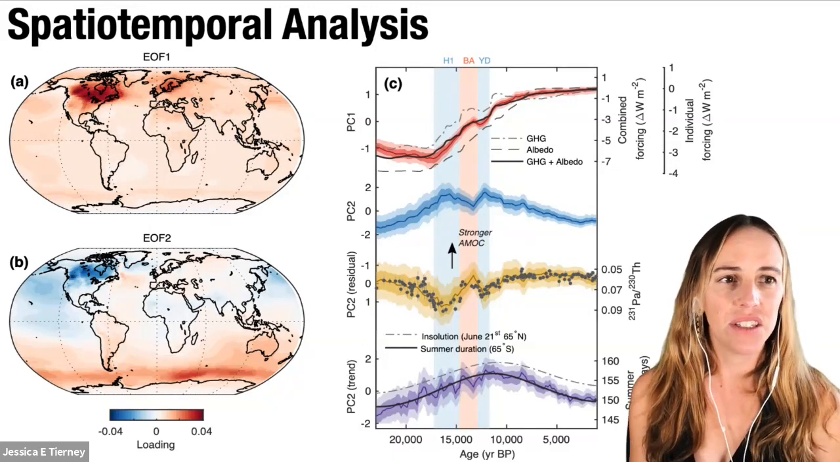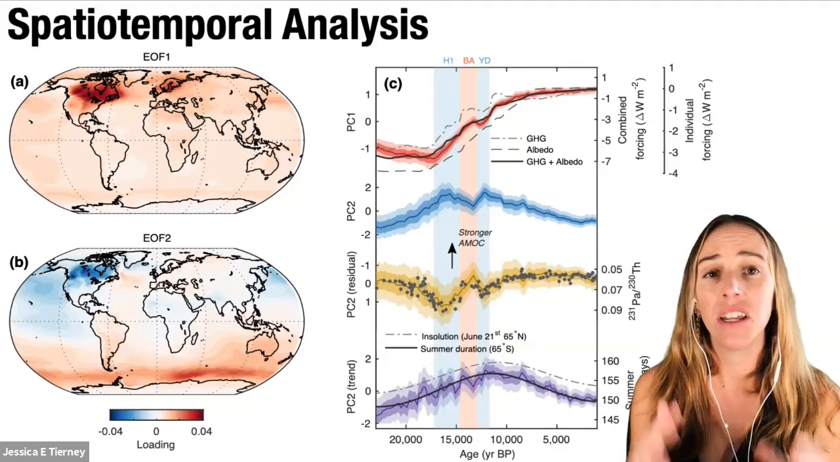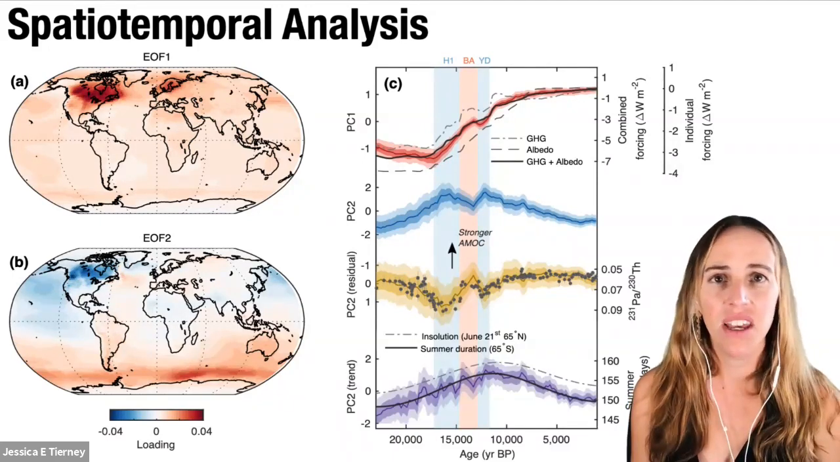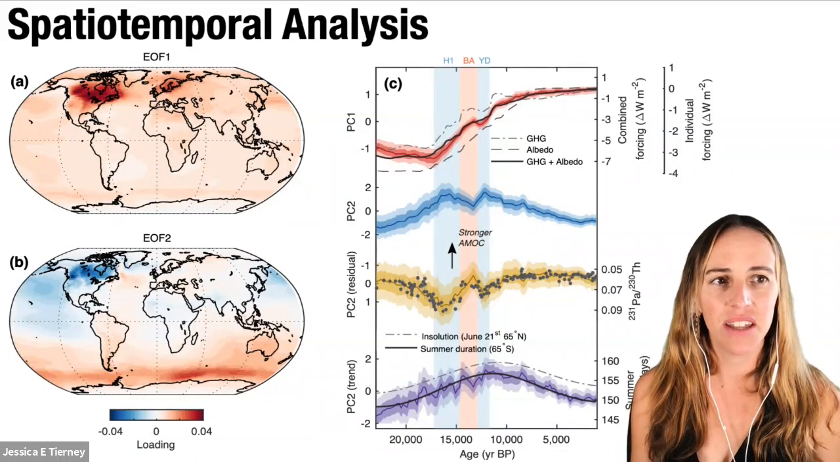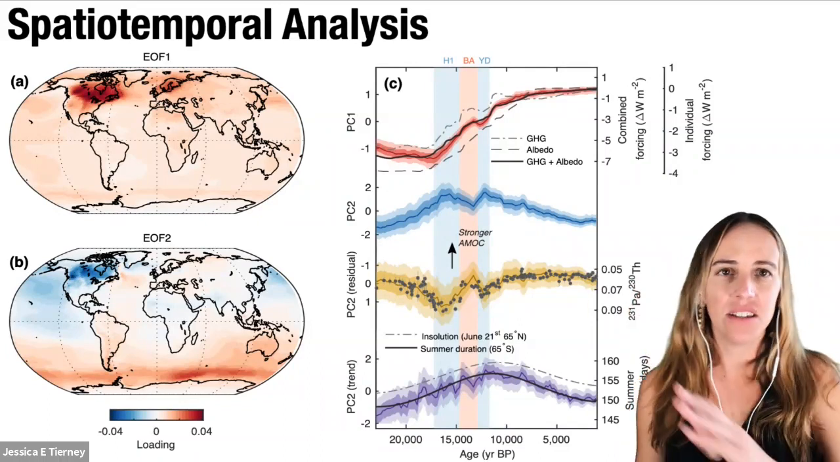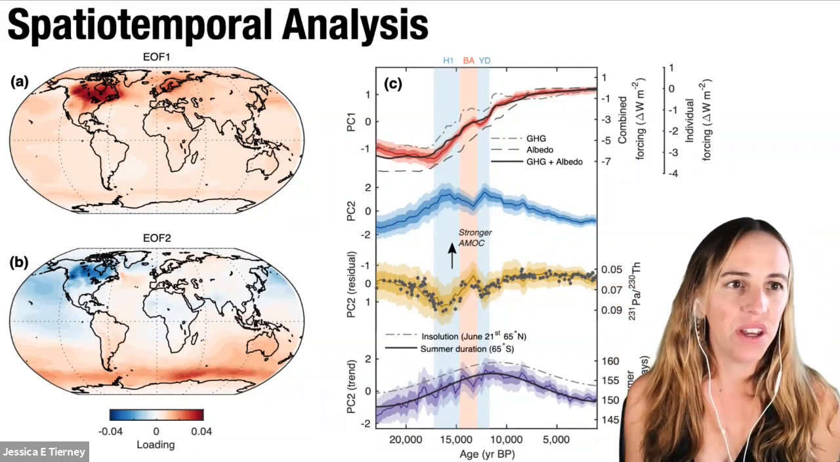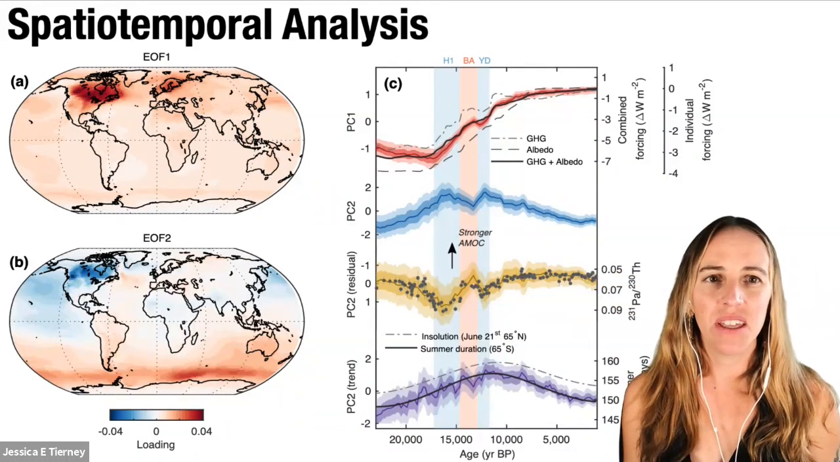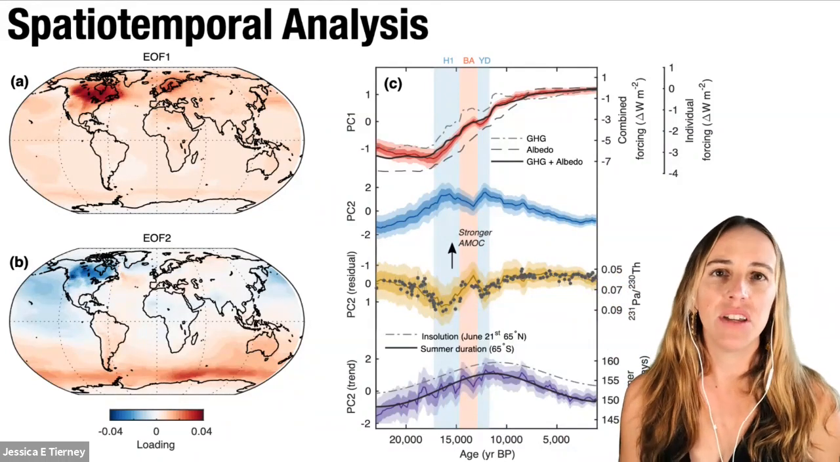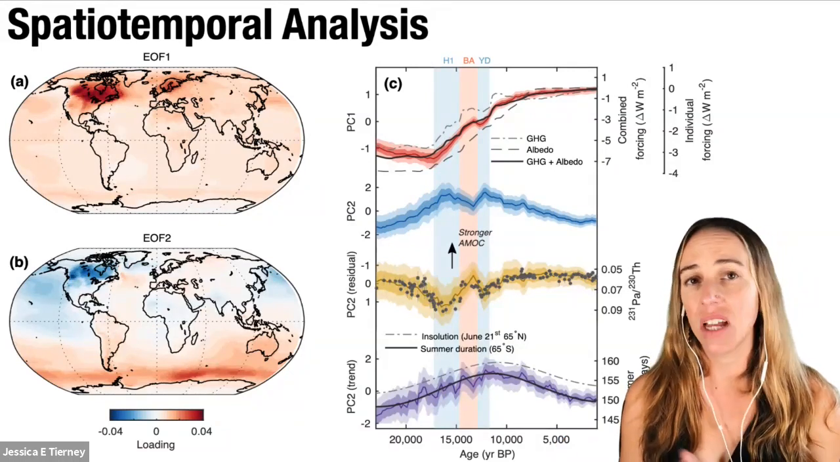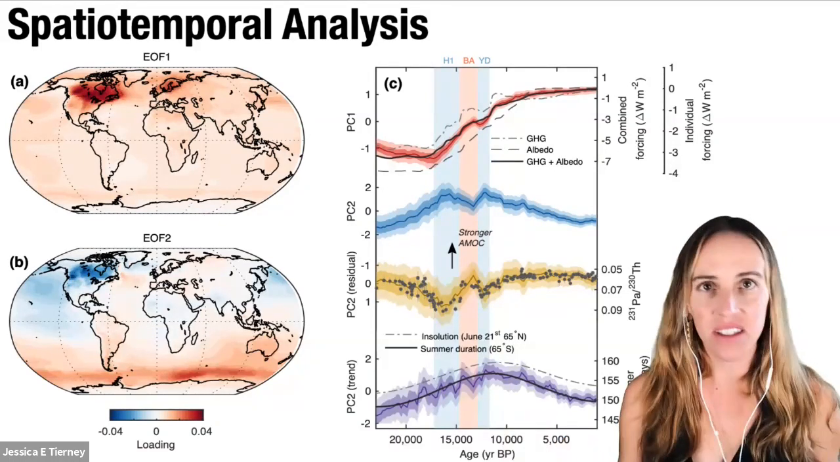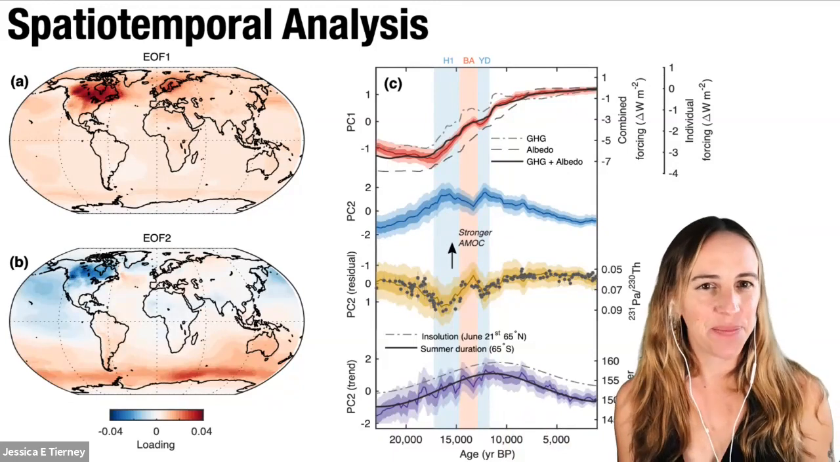And if we actually take the reconstructed radiative forcing of greenhouse gases and ice sheet albedo and add them together, you get that black line that's on the top graph there. And it looks a lot like our first mode. So we can understand very simply that the first order driver of temperature change on this time scale is, unsurprisingly, greenhouse gases and the ice sheet.